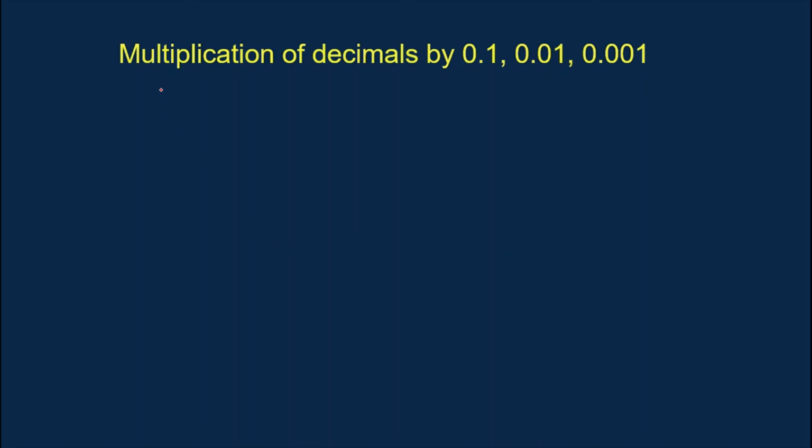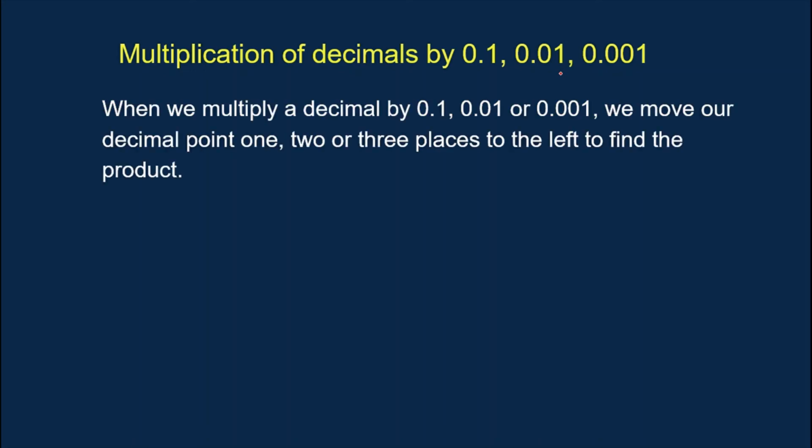The next one, we're going to multiply decimals by 1/10, 1/100, and 1/1,000. When we multiply decimals by 1/10, 1/100, and 1/1,000, we move our decimal point 1, 2, or 3 places. This time, we're going to move it to the left of our product. So a while ago, by the power of 10, we move our decimal point to the right. But if we're going to multiply it by 1/10, 1/100, and 1/1,000, we're going to move the decimal point to the left. Okay, now let's try to have some examples.